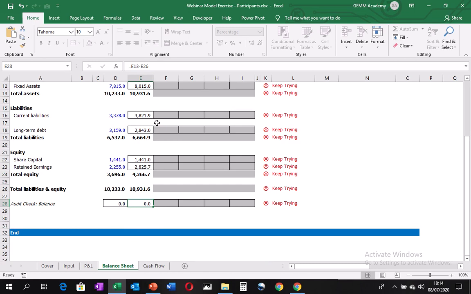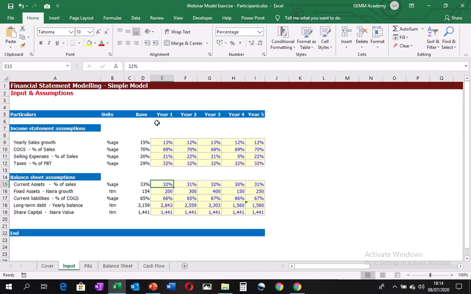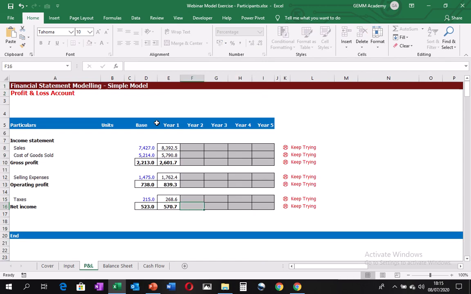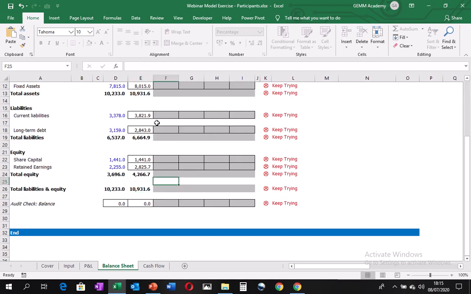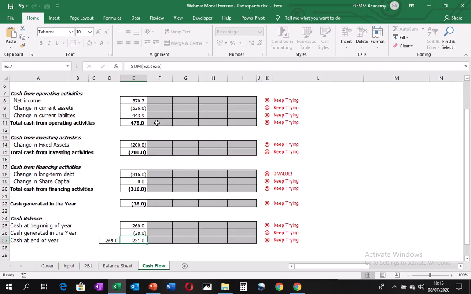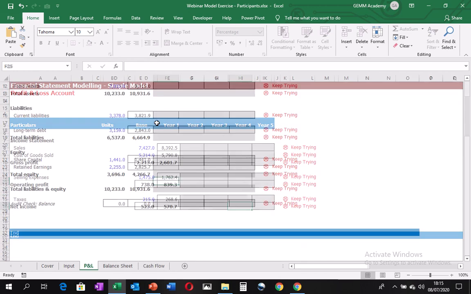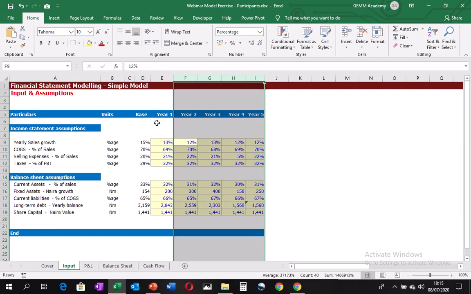The third step is to ensure that your inputs have been stated for year 2, year 3, year 4, for the number of years you want your forecast to cover. So you have established all the assumptions for those periods. Even though your P&L has not been forecast for year 2 to 5, your balance sheet has not been forecasted for year 2 to 5, your cash flow statement has not been forecasted for year 2 to 5, but your assumptions have been stated for year 2 to 5.